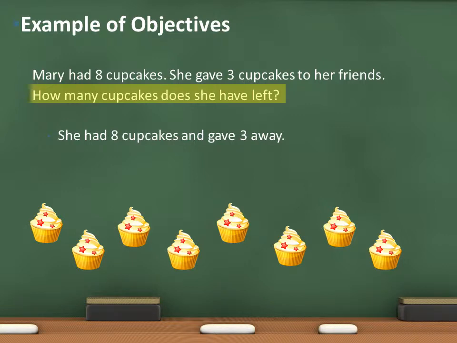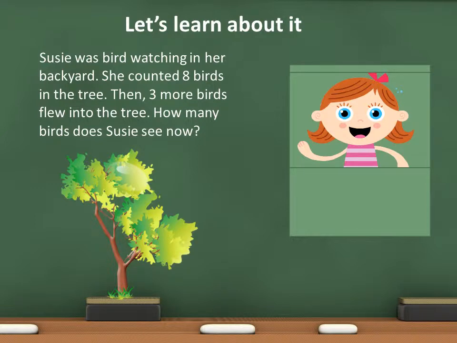Next, we must identify the question. How many cupcakes does she have left? Knowing the information in the problem and the question in the problem helps us know how to solve the problem. Then we're going to convert the question into a sentence with a blank for the answer. Mary had blank cupcakes left. We reworded the question to make a sentence to help guide our process in solving the problem. So let's learn about it.